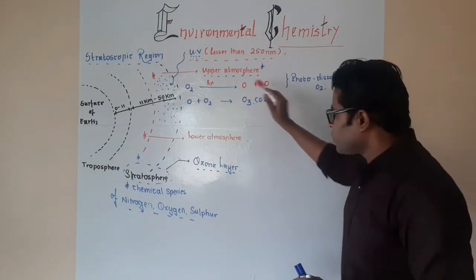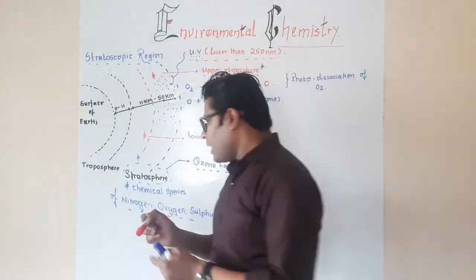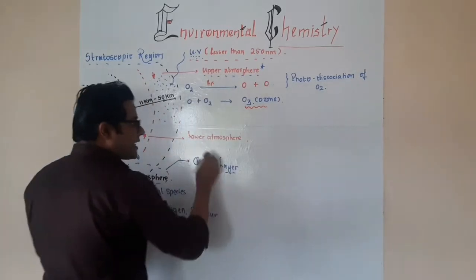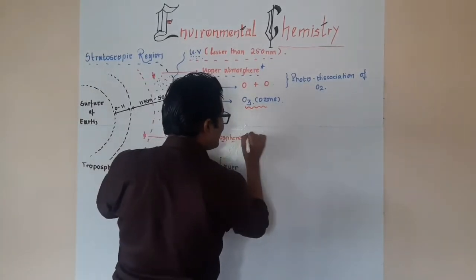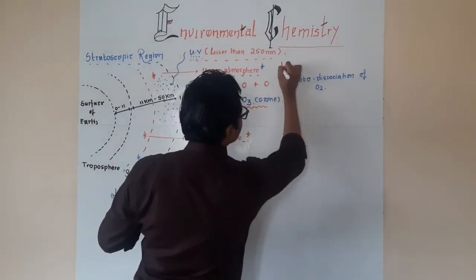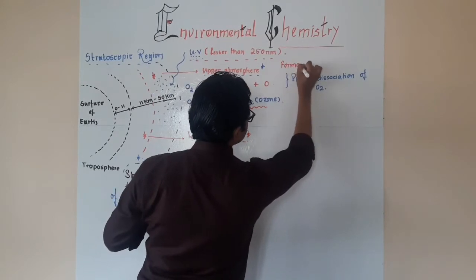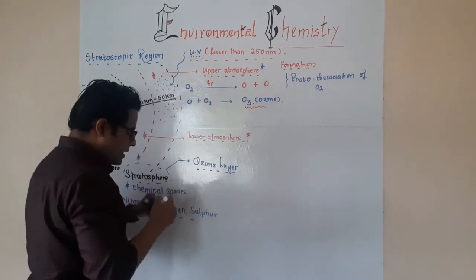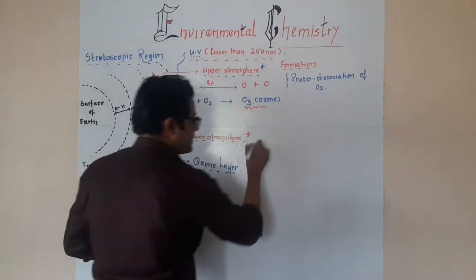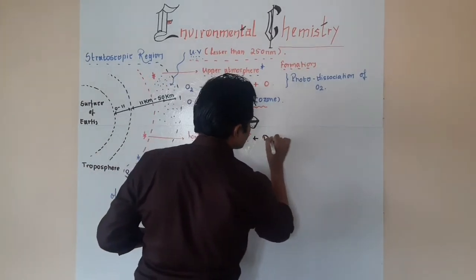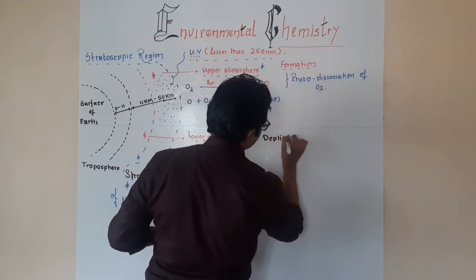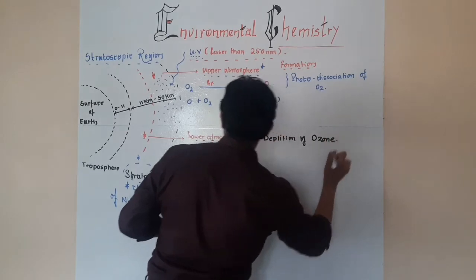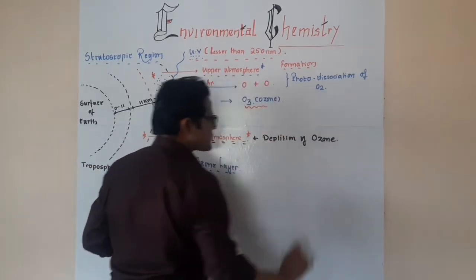Due to this, ozone is formed. Now this ozone again undergoes depletion, and that depletion occurs in the lower atmosphere. So here the formation of ozone is occurring, and here we have the depletion. The depletion of ozone occurs in the lower atmosphere.